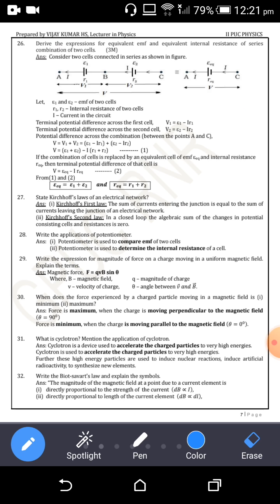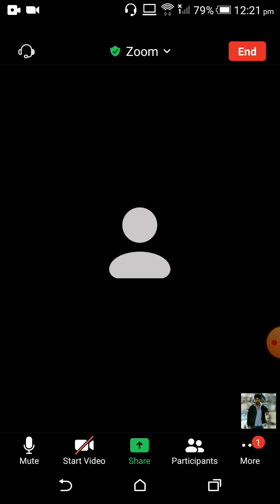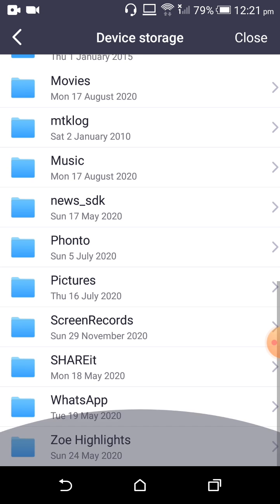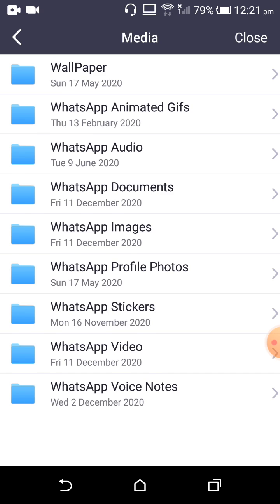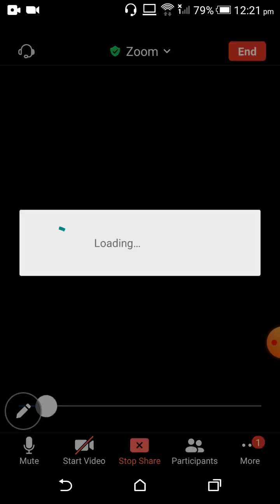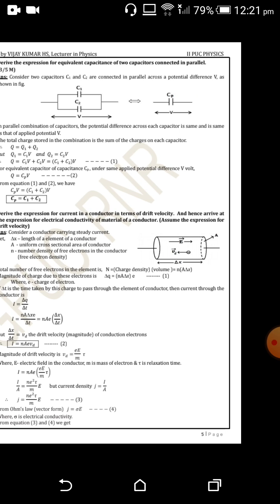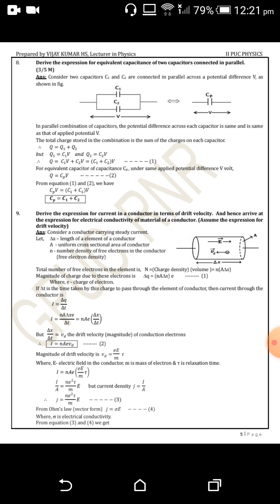Now we will start with the 5 mark questions of this current electricity chapter. We will start with the ninth question.